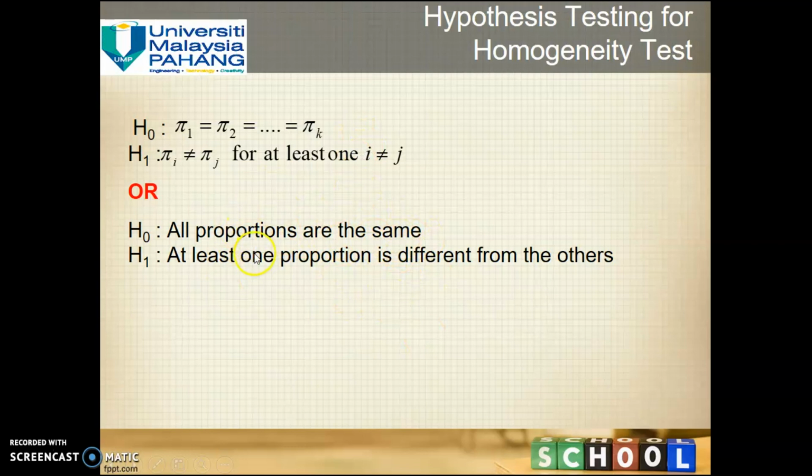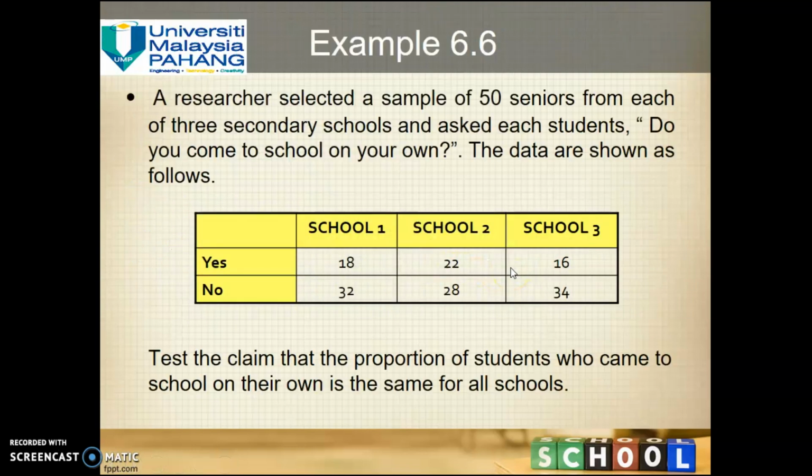H0 is always: all proportions are the same. H1: at least one proportion is different from the others. Okay, so this is the example. No need to discuss steps 2, 3, 4. They are similar to the independence test.